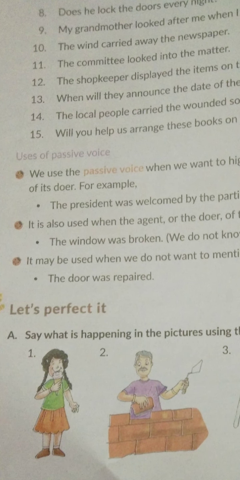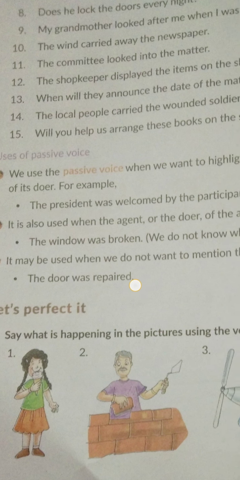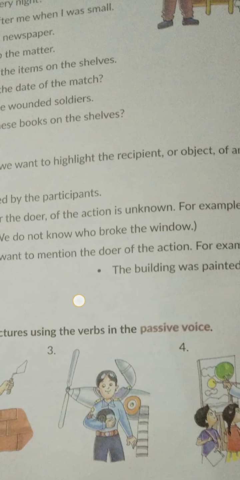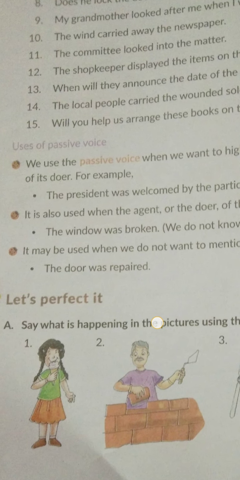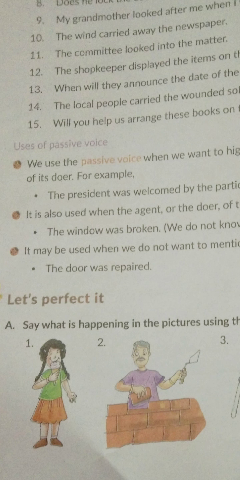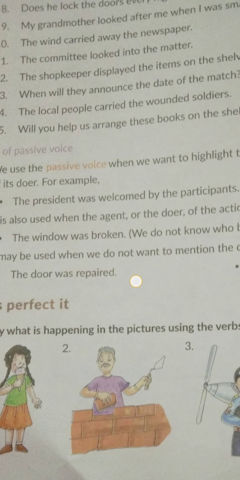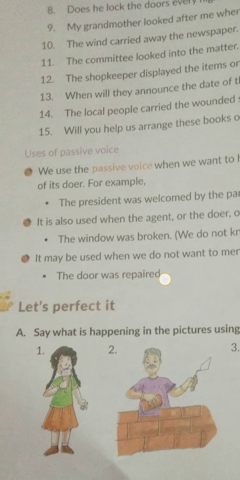Now passive voice, we know passive is when the subject is not the doer but becomes the receiver of the action. So we use the passive voice when we want to highlight the recipient or object of an action instead of the doer. So here we see when we want to emphasize the subject who is not the doer but is the receiver of the action, we make it a passive voice. Like for example, the president was welcomed by the participants.